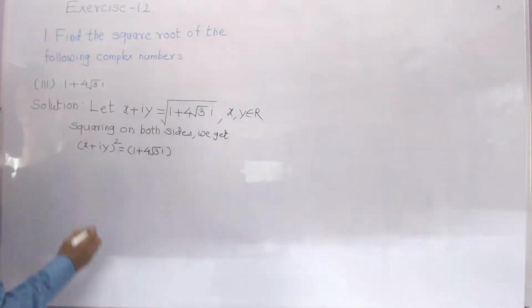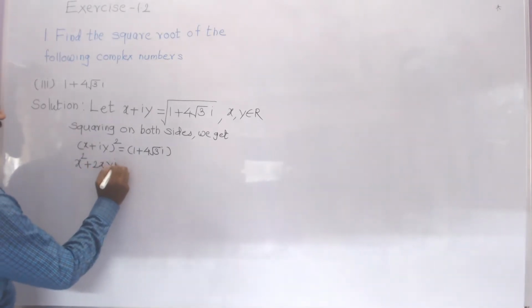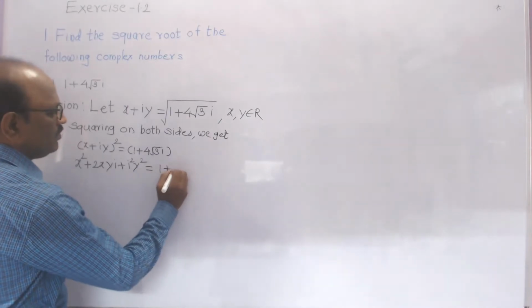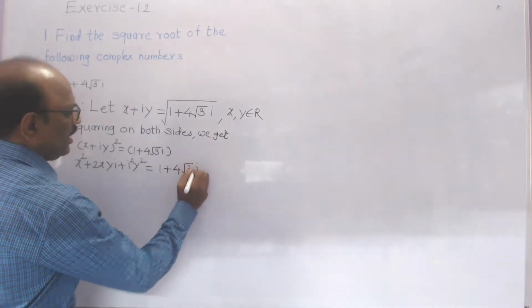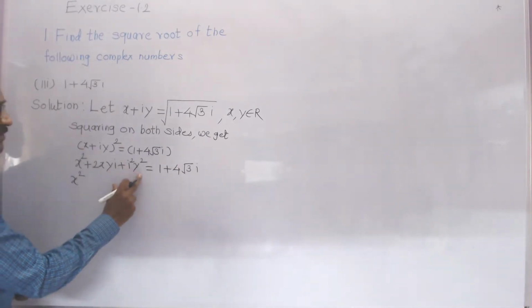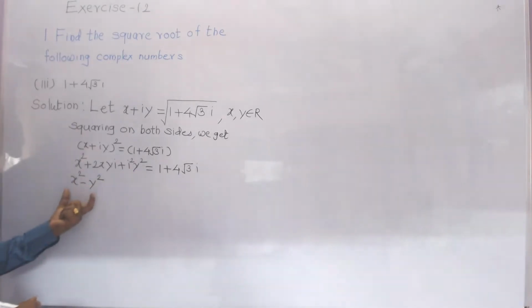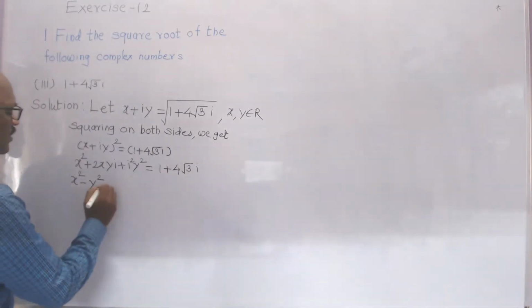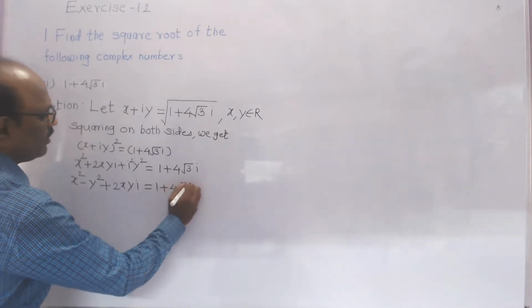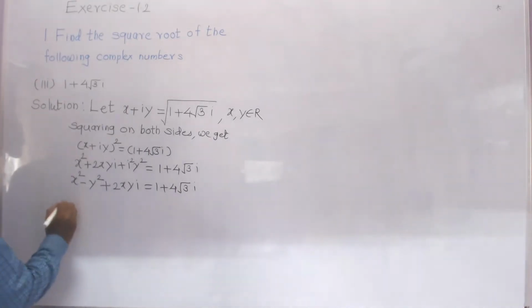Now we will expand here, x square plus 2xyi plus i square y square, and that is equals to 1 plus 4 root 3i. Now again, we'll substitute the value of i square. i square is minus 1, and therefore here I will write minus y square, and also similarly collect the real part, plus 2xyi, and that is equals to 1 plus 4 root 3i. Okay. Now equating the real and the imaginary part.